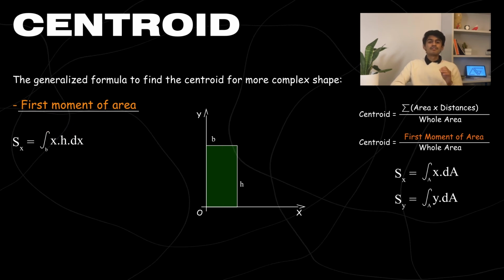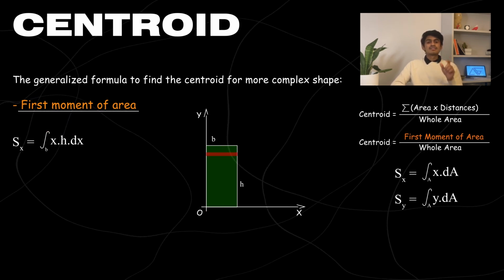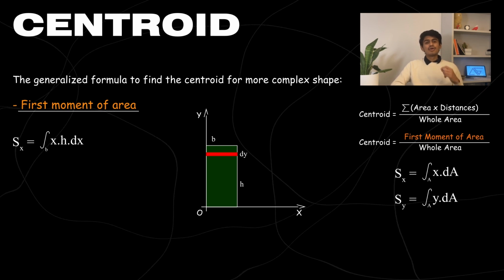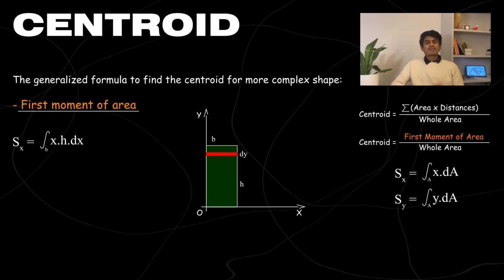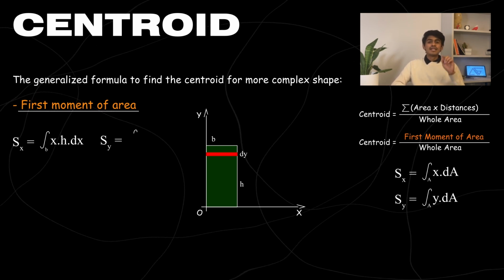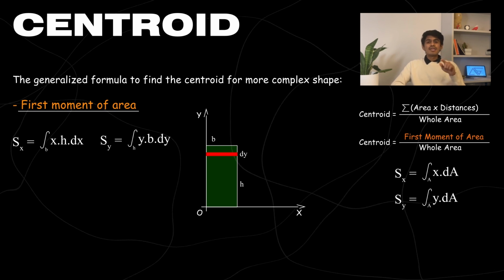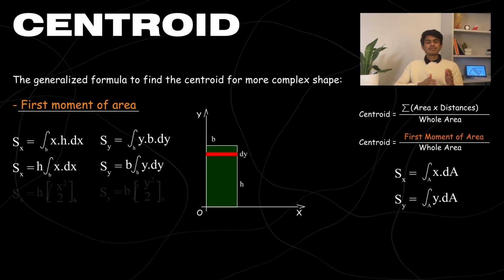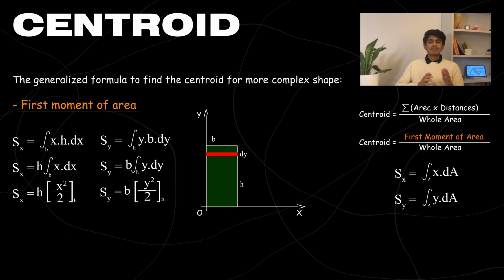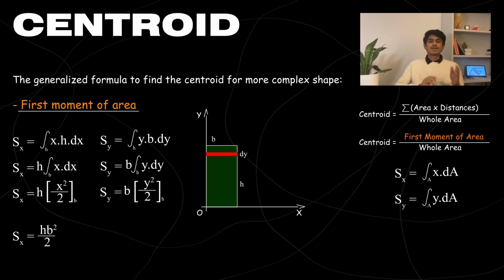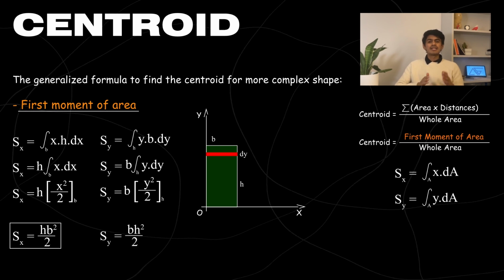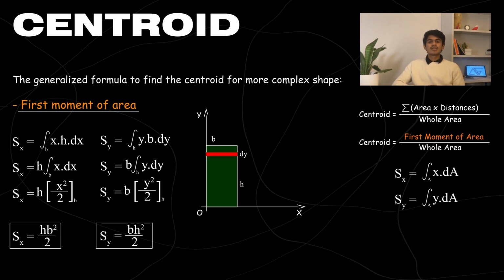The same we can do for Sy, taking a strip of length b and thickness dy, integrating over the whole height, which is h. So Sy equals the integral over h of b times y dy. Now integrating both, we get Sx equals h times b squared divided by 2, and Sy equals b times h squared divided by 2.